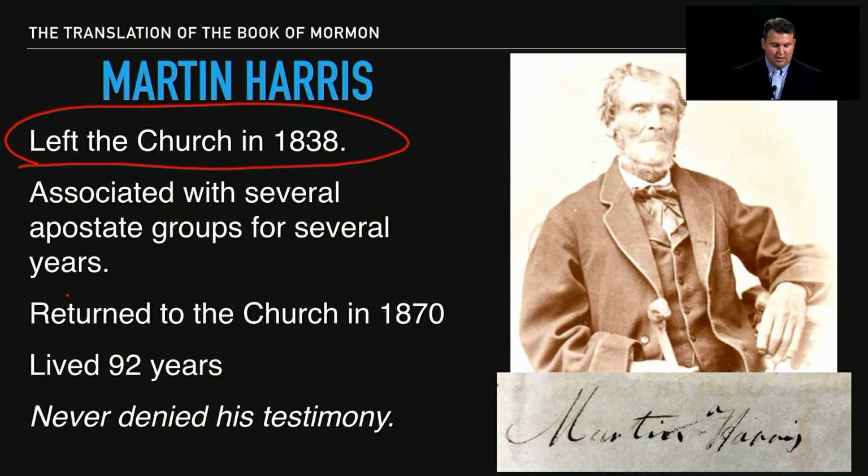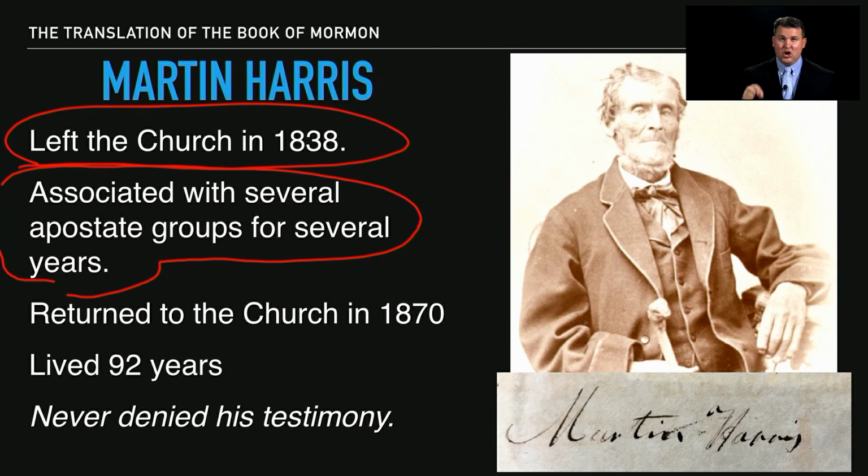For several years, Martin associates with a number of apostate groups. He never denies his testimony in the Book of Mormon, and he bounces between several different apostate groups, even going on a mission for the Strangites. Martin Harris finally winds up in Kirtland, Ohio, living by himself and kind of acting as the custodian of the Kirtland Temple.